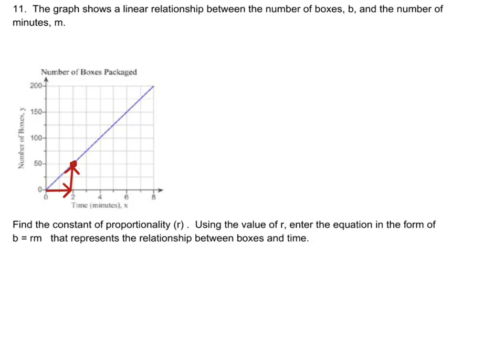Find the constant of proportionality, R. Well, the constant equals y over x. So y, or b in this case, is 50 over 2. So let's look at that. It's 50. I'm going to let you solve that from there. Continue on.